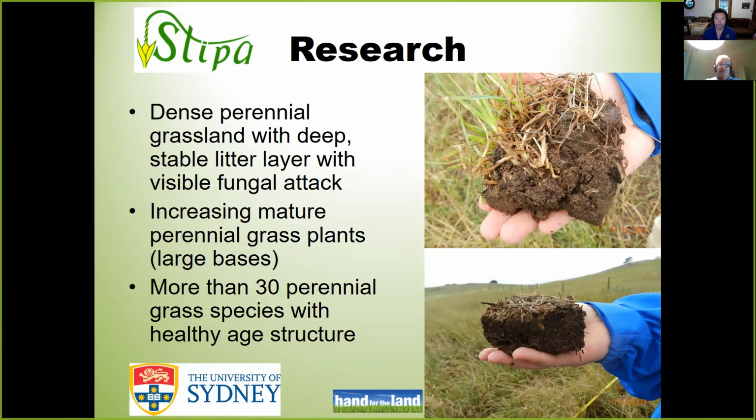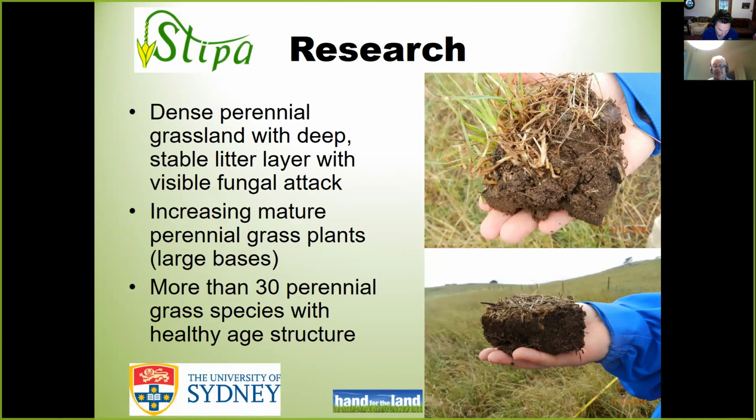Increasing mature perennial grass plants. So we want large bases. In recent work I've done, a lot of the Stipa members will have about 80% of each hectare or acre covered by perennial grass plants and large bases, and then a lot of the other people are managing for about 10%. So it's a massive difference in the plant area that's covering the ground, which increases all that stability, water infiltration and nutrient cycling. And more than 30 perennial grass species with a healthy age structure.